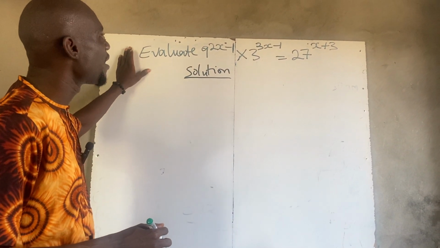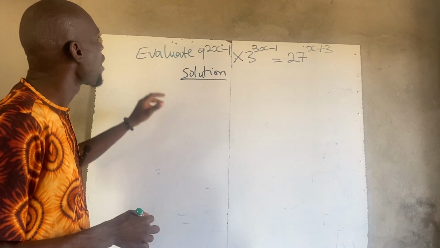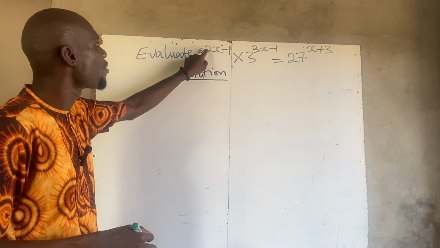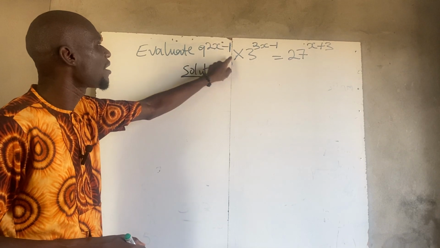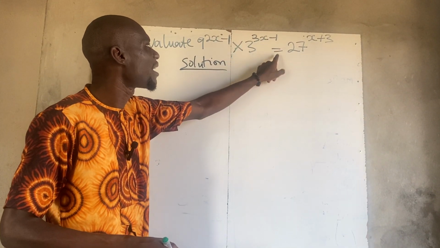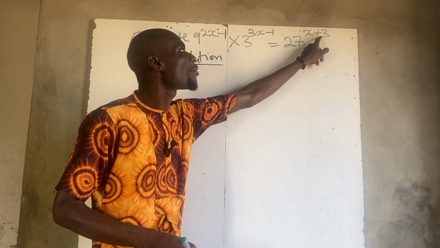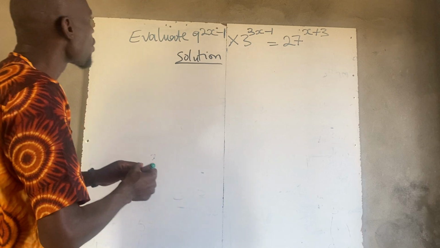Now we have a problem that we have to peruse this minute. We have to evaluate 9 raised to the power of 2x minus 1 multiplied by 3 raised to the power of 3x minus 1 equal to 27 raised to the power of 3 of x plus 1. So now let us solve.